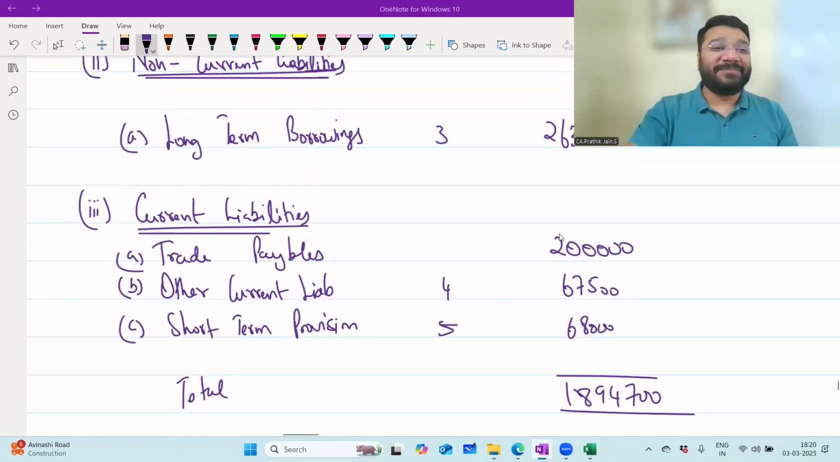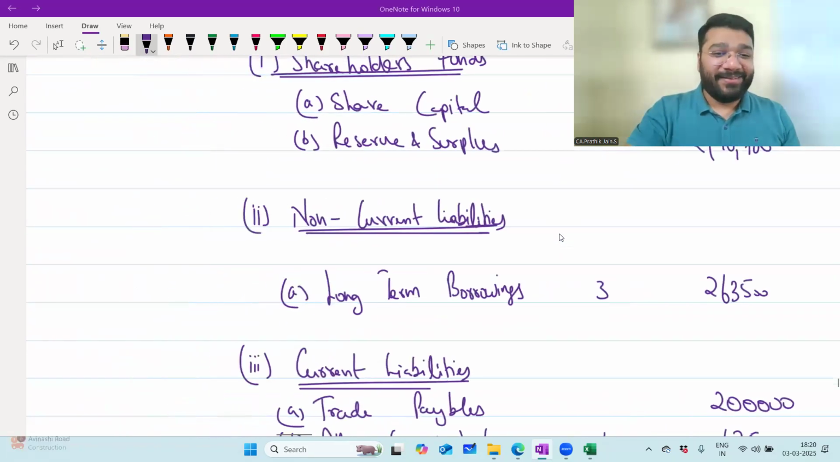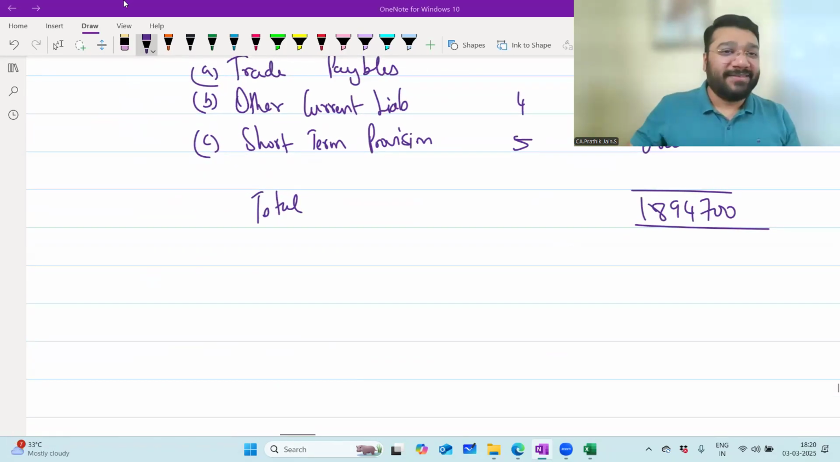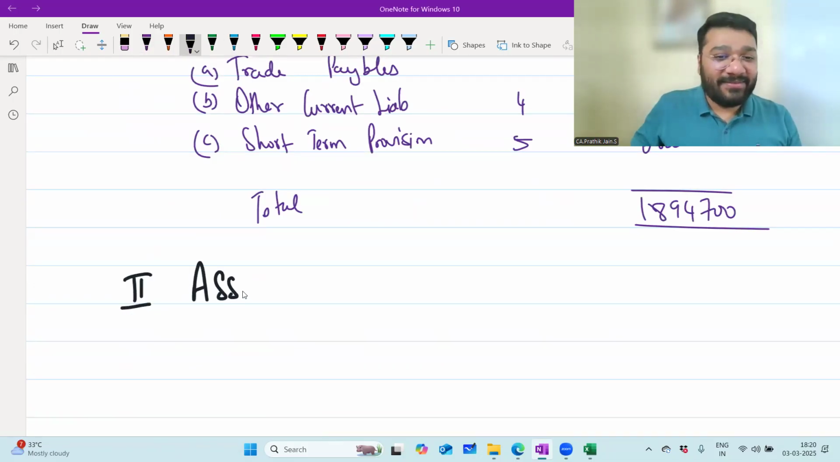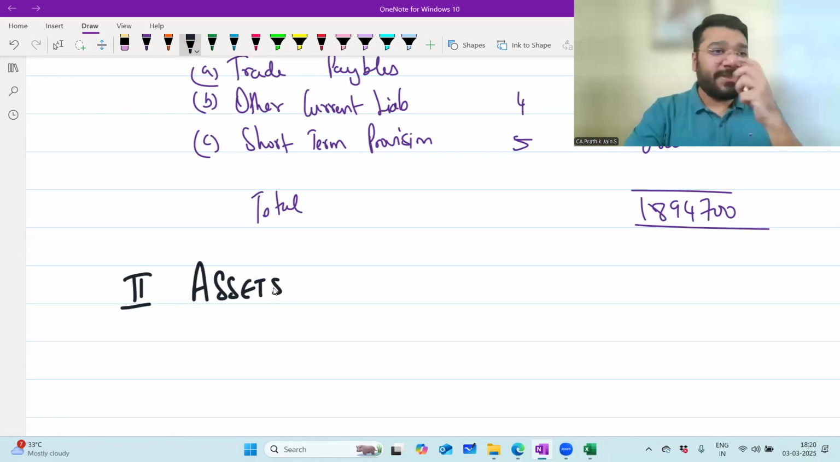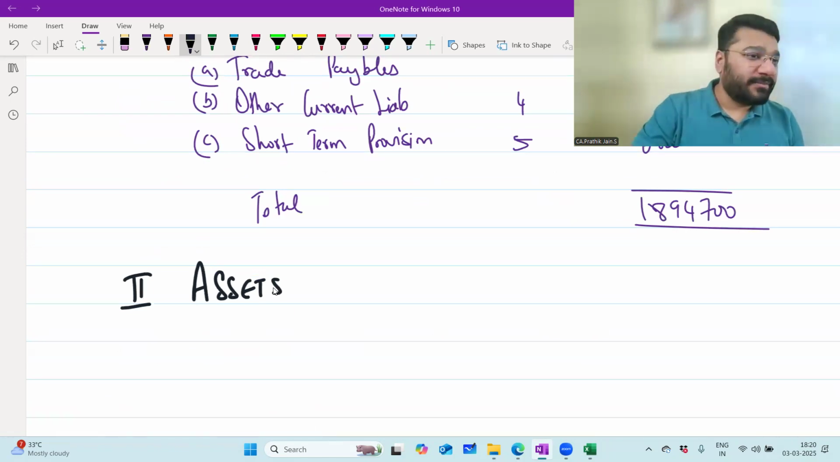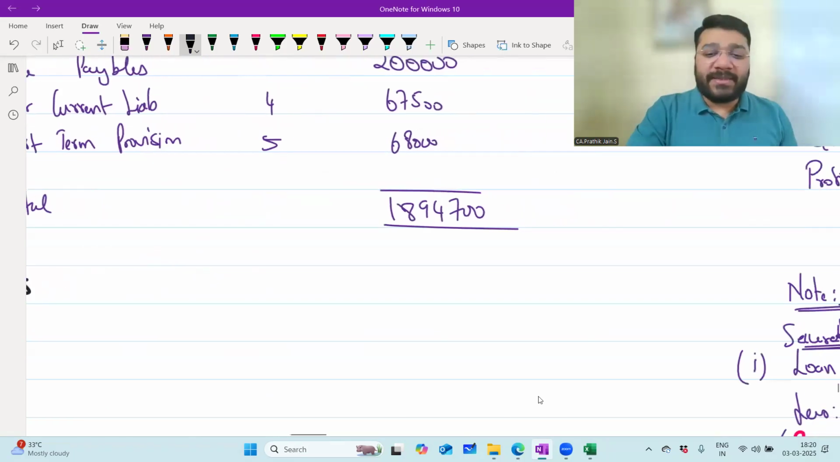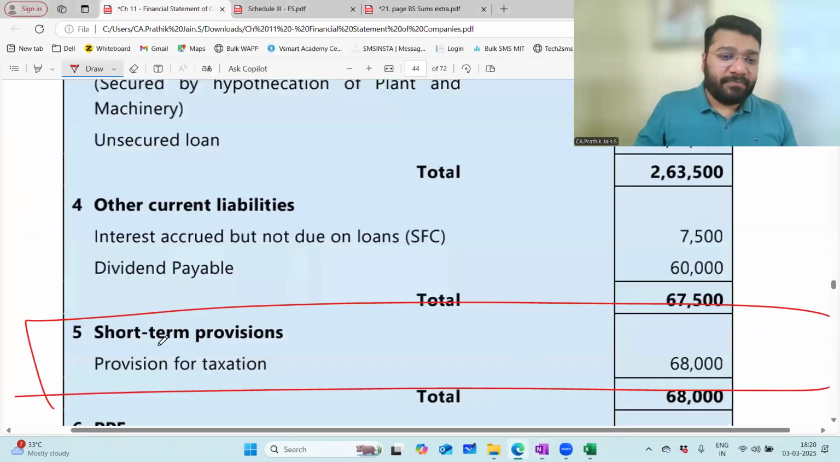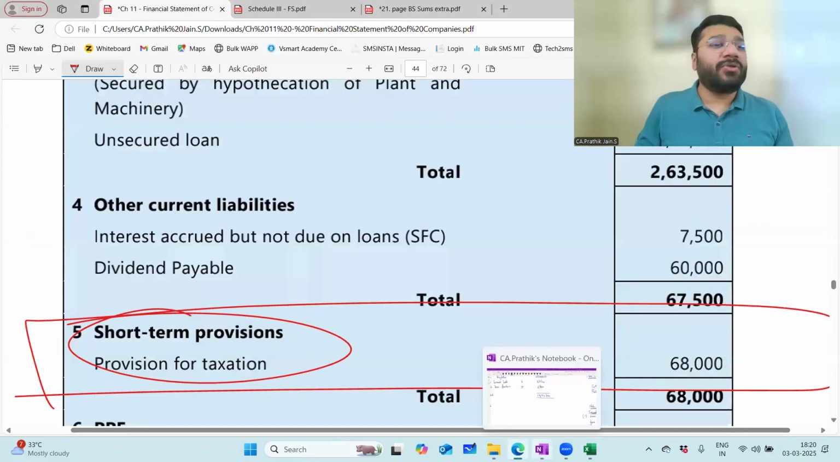Now, next part is what? Assets. Short-term provision, please create a note. I didn't do it, please do it. Please create this directly in your notes to accounts, note number 5.